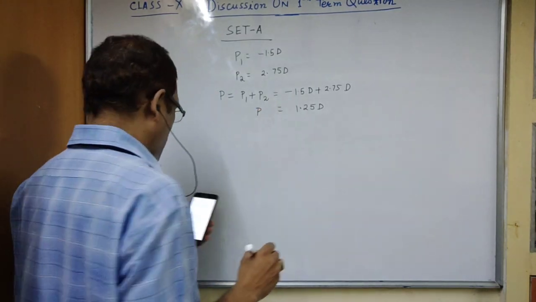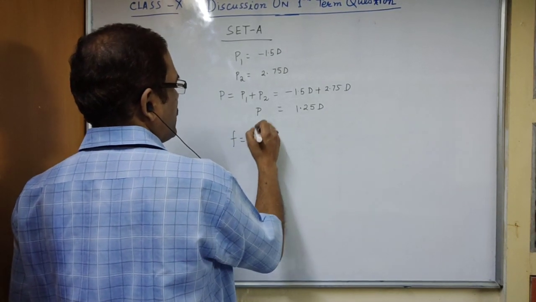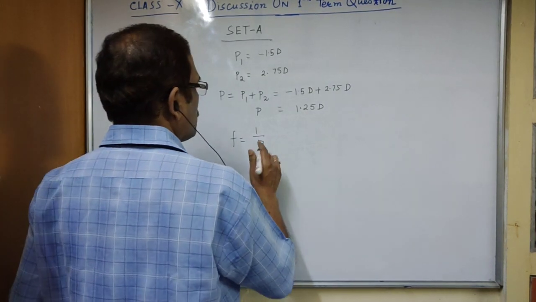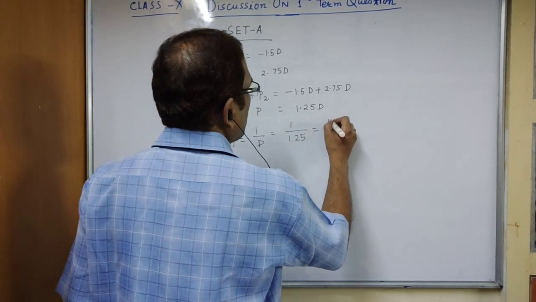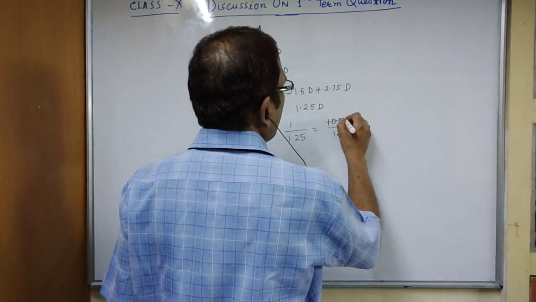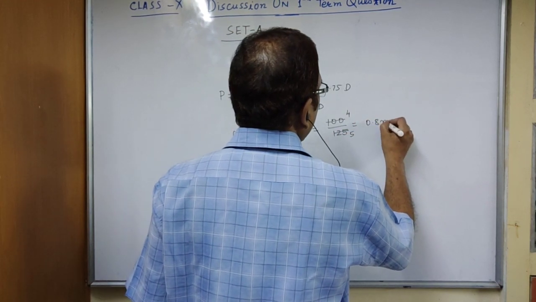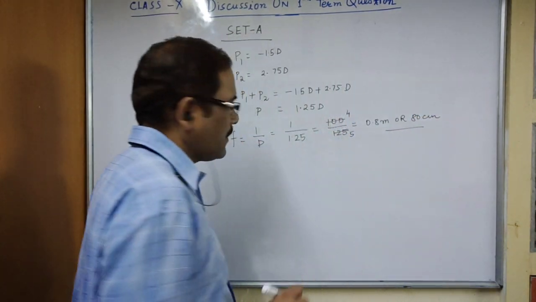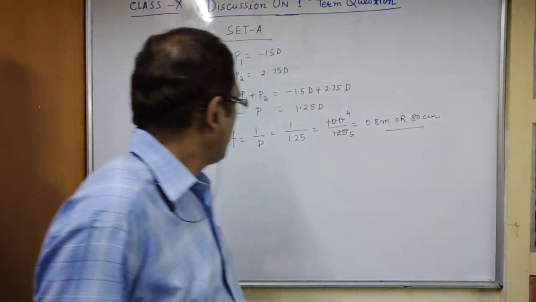This is the power of the combination, and then you have to calculate the focal length of this combination. So focal length will be 1 by P, so it will be 1 by 1.25. So it will be 100 by 125, and if you simplify, it will be 4 by 5, so 0.8 meter, or you can write 80 centimeter. So this is the power and focal length of the combination.